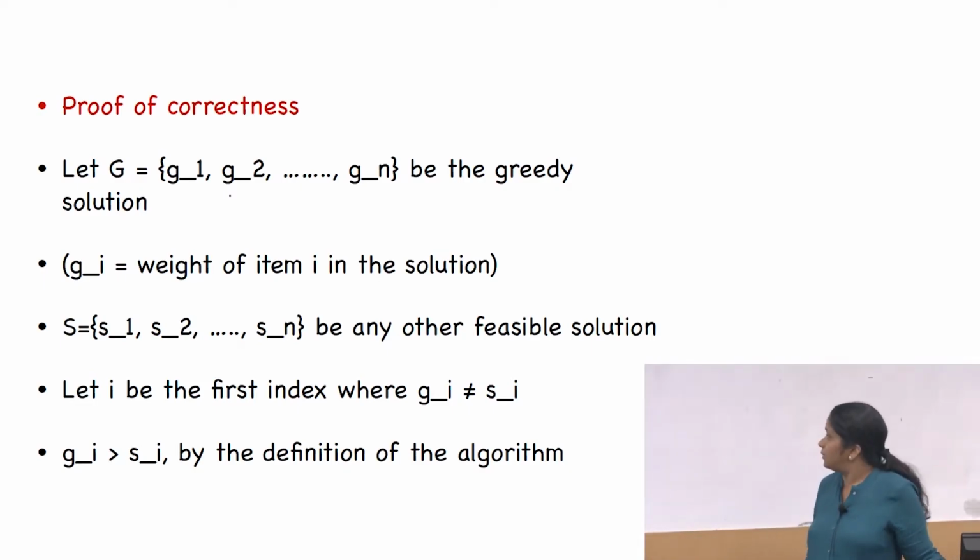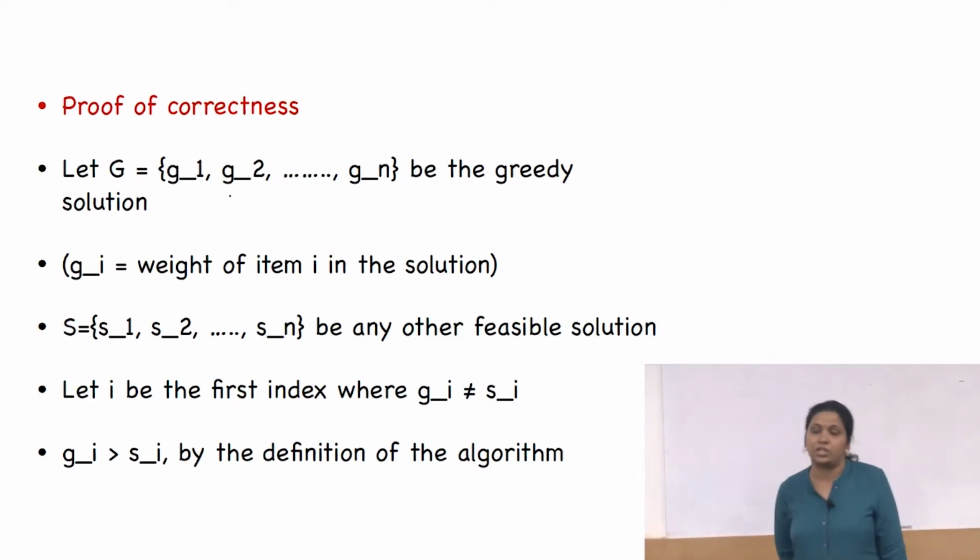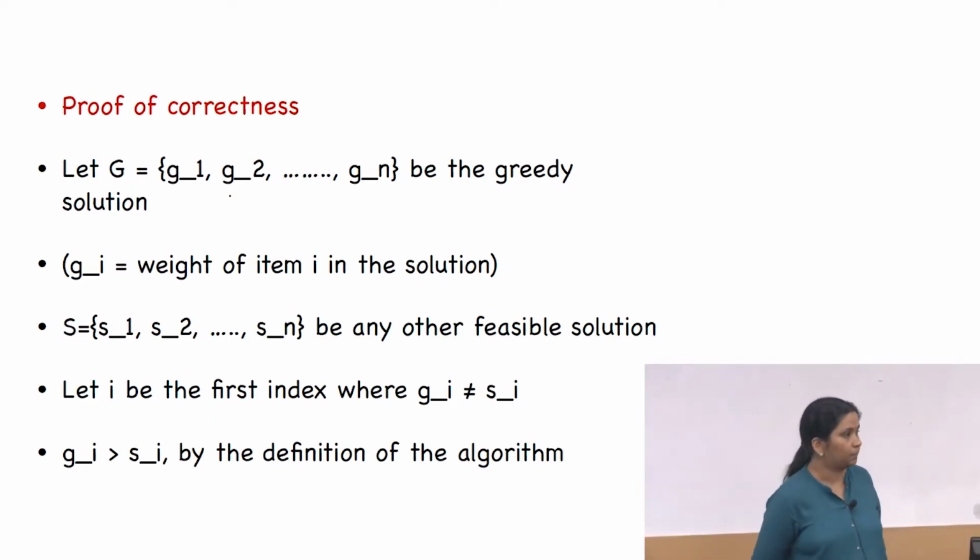Now similarly take any other solution S, and your idea is to convert S into G without changing the quality of S, or without changing the profit of S. So this is similar to it. Consider the first index where G and S are not the same.